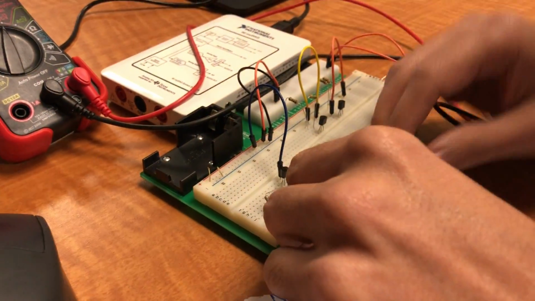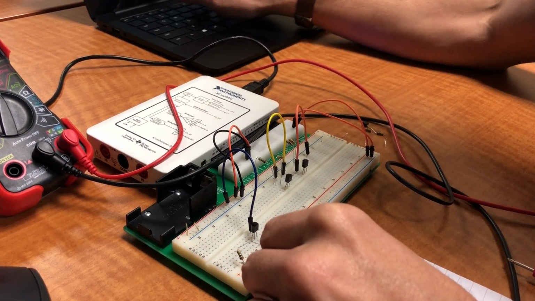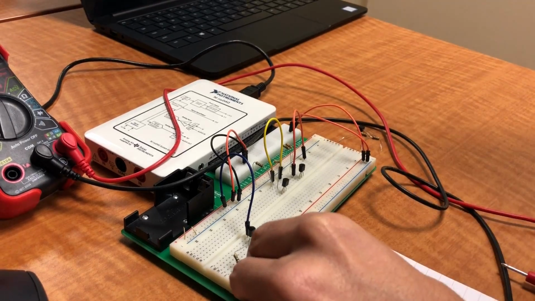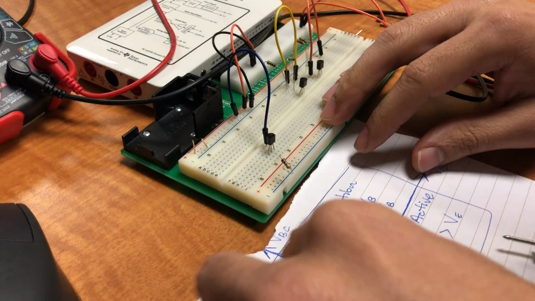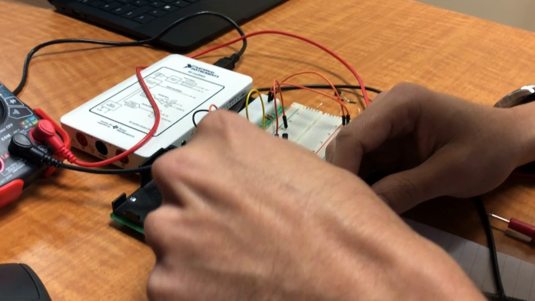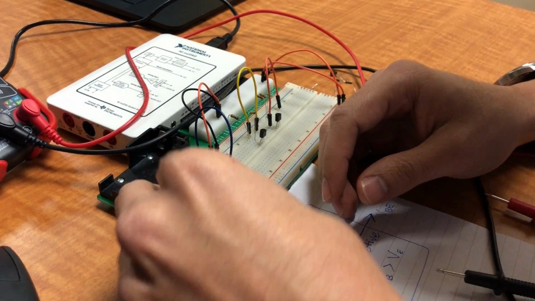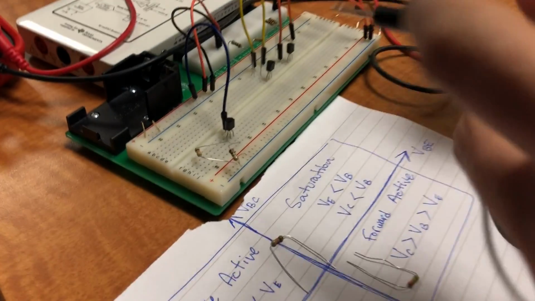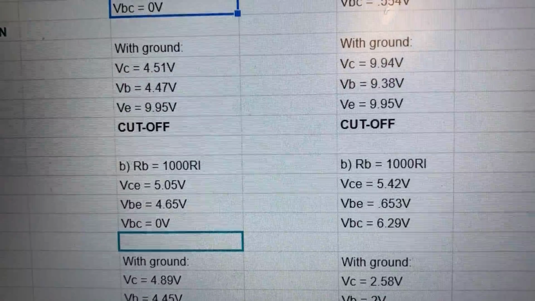Now we're going to change the load resistor to make RB 1000 times the load. The load is connected to the collector. We're going to use a 1K resistor. Now across collector and emitter, 5.04, 5.05.